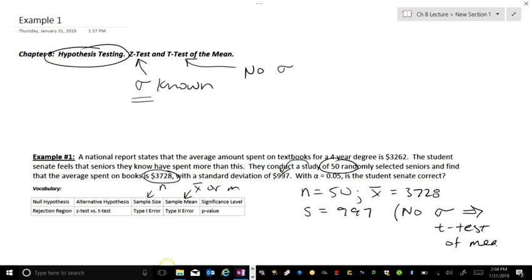Okay, so really breaking this down, we know exactly how we're going to be testing this. Let's see, what other information do we have? We've got this 3262, and this is from the national report. That national report is saying nationally the average is 3262. This is going to be our population mean. So mu is 3262. Okay, so we've got that identified.